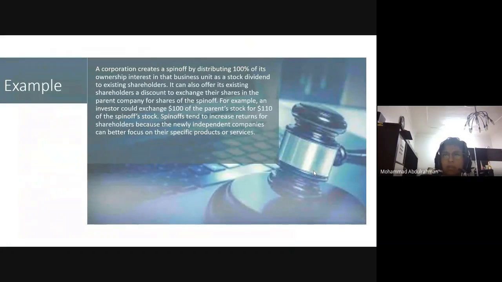An example, a corporation creates a spin-off by distributing 100% of its ownership interest in that business unit as a stock dividend to existing shareholders. It can also offer existing shareholders a discount to exchange their shares in the parent company for shares of the spin-off. For example, an investor could exchange $100 of parent stock for $110 of spin-off stock. Spin-offs tend to increase return to shareholders because the newly independent companies can better focus on their specific products or services.